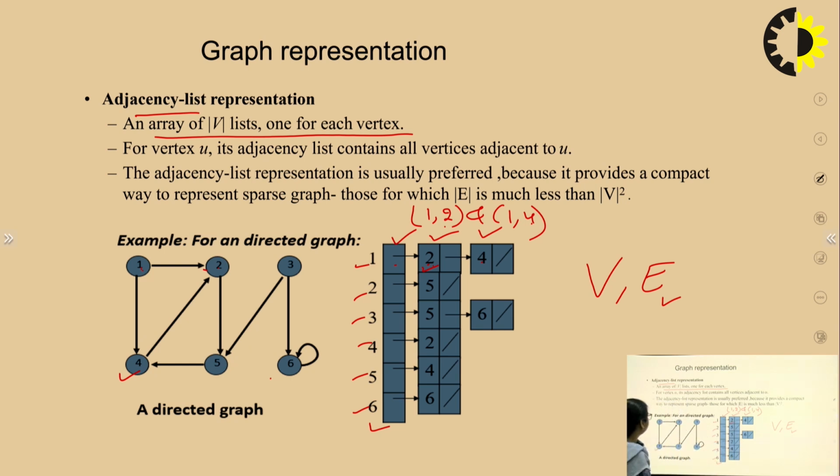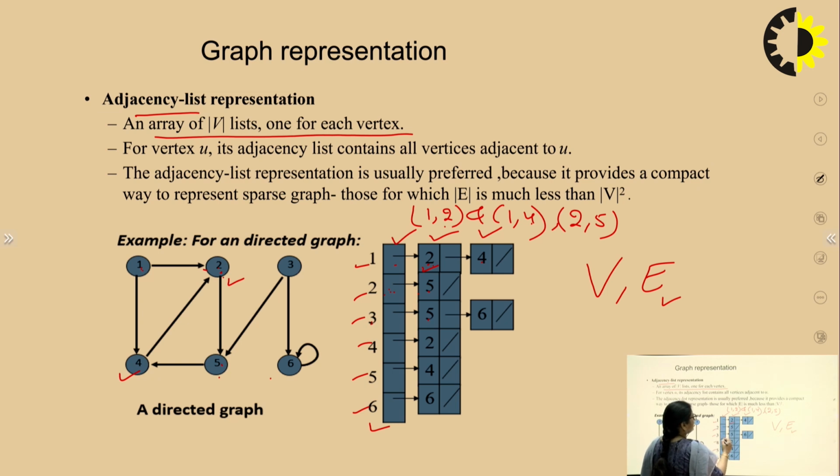Now let us come to 2. 2 is the vertex. 5 is adjacent to 2. So we make a node for 5. A list has been maintained for 2 which is containing only 5, because there is only one node. So what information is stored here? That is 2, 5.